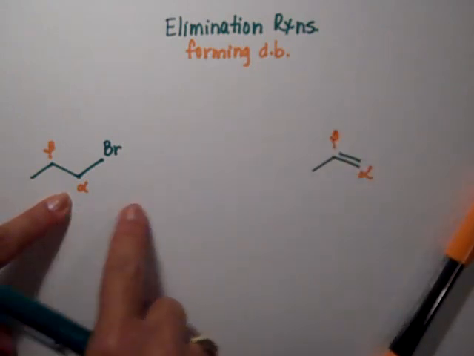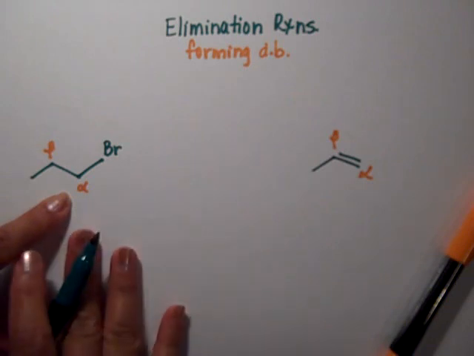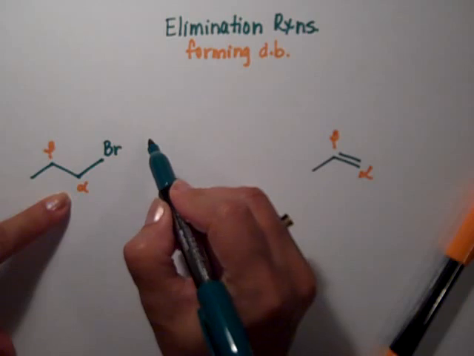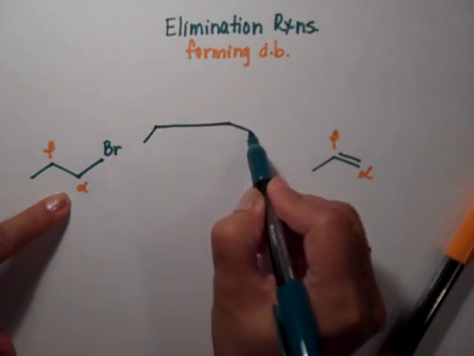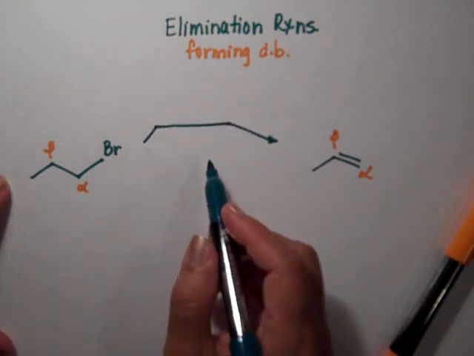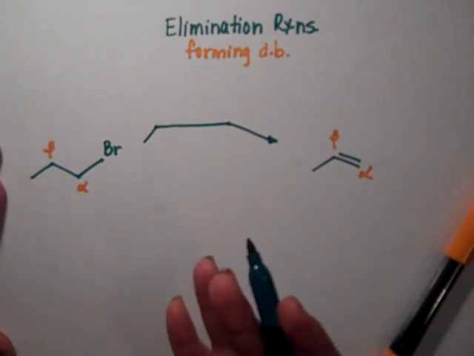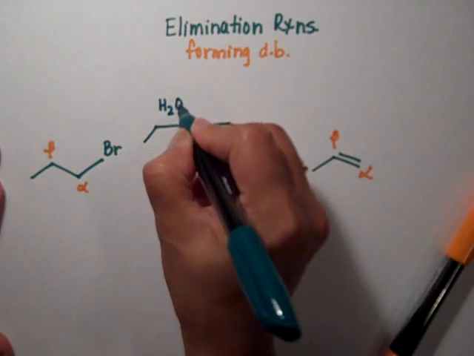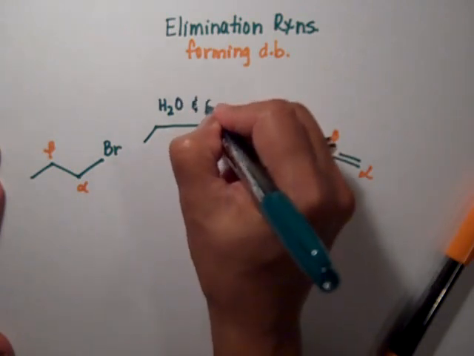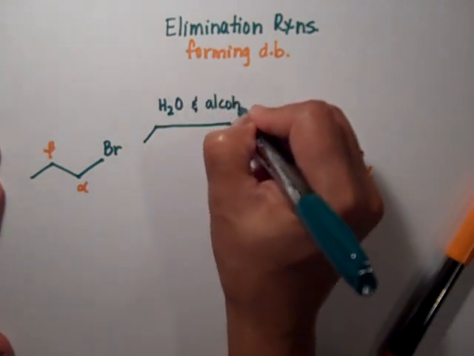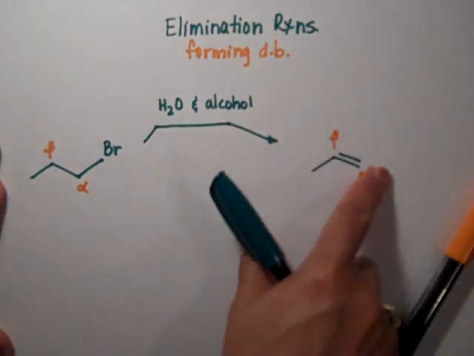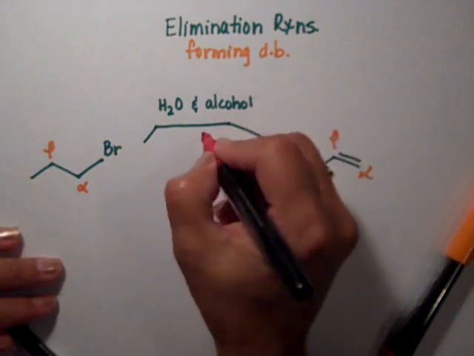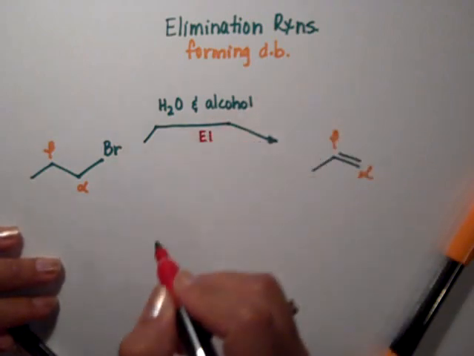Now there are two ways that I can do this elimination. There's a good way and there's a bad way. The bad way first. The bad way would be to use a weak base. Again, we don't have a long list of weak bases, but we do have water or alcohol. So you can use water or an alcohol as your weak base, and you can actually make the double bond in there. That's what we call the E1 elimination.